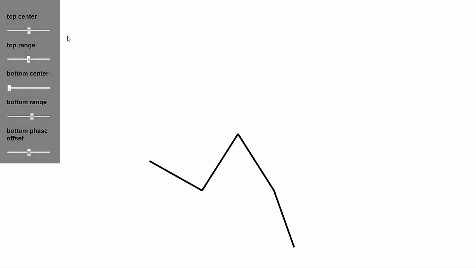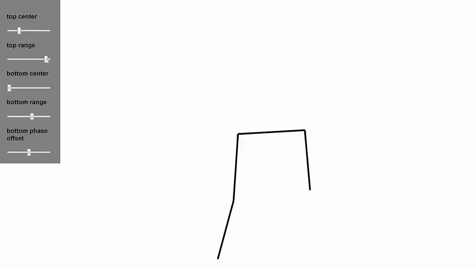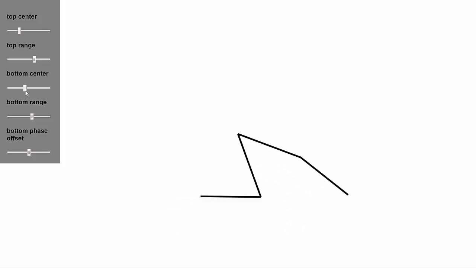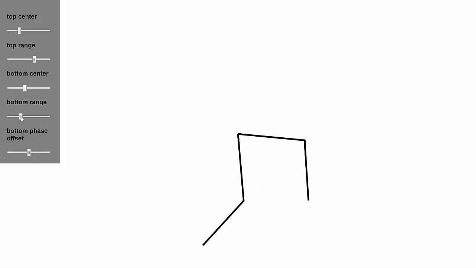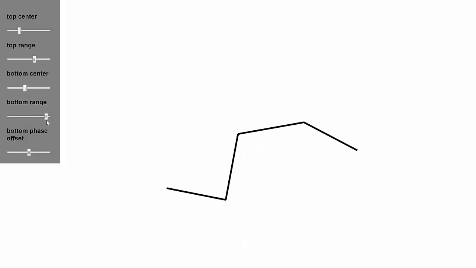In this final demo, I've created some HTML slider inputs, and I'm using these to set various properties of each arm, specifically center angle and rotation range of the top segments, and the same for the bottom segments plus phase offset for the bottom. By playing with these values, you can experiment with different walk cycles in real time and see what looks best.